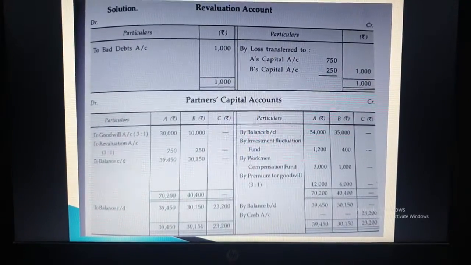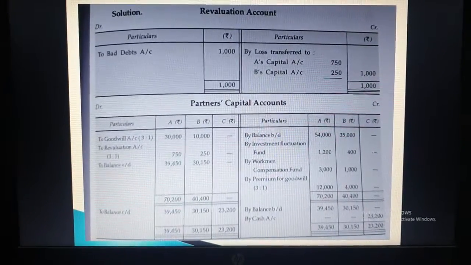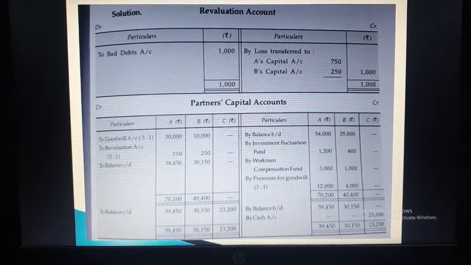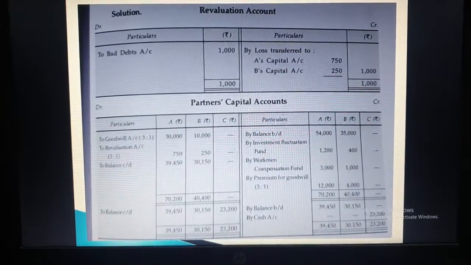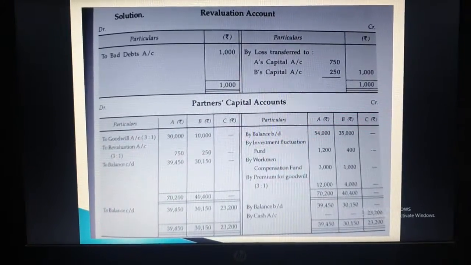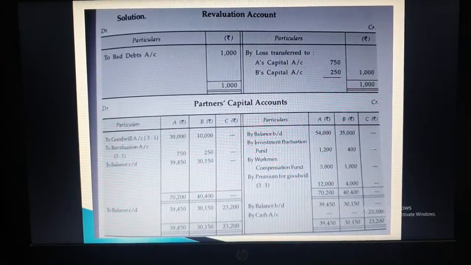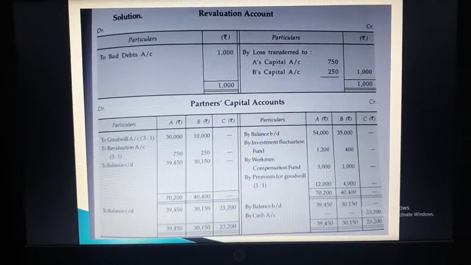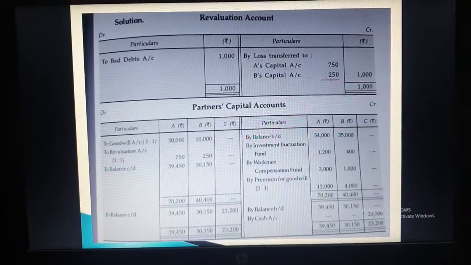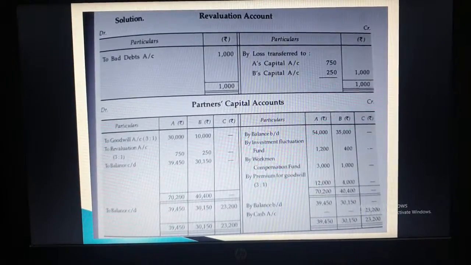Why are we carrying down the balance or bringing down the balance of the last year? Because we have to make the capital adjustment, and we are doing the capital adjustment on the basis of old partners' capital. So first you have to prepare the revaluation account, second you have to prepare the partners capital account, then you have to find out the balance of partners capital account and carry down that balance to the next part, that is by balance brought down. A is 39,450 and B is 30,150. Now we will use this capital of A and B after all adjustments as the basis of capital adjustment. And how we will do the capital adjustment, we'll see in the next part.